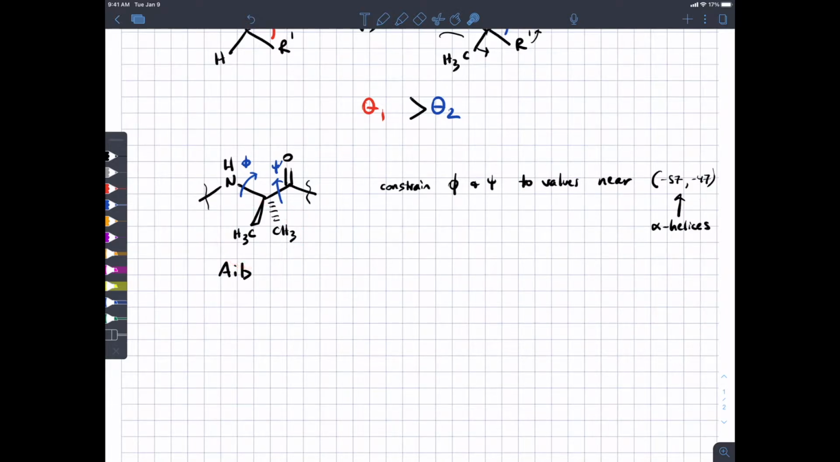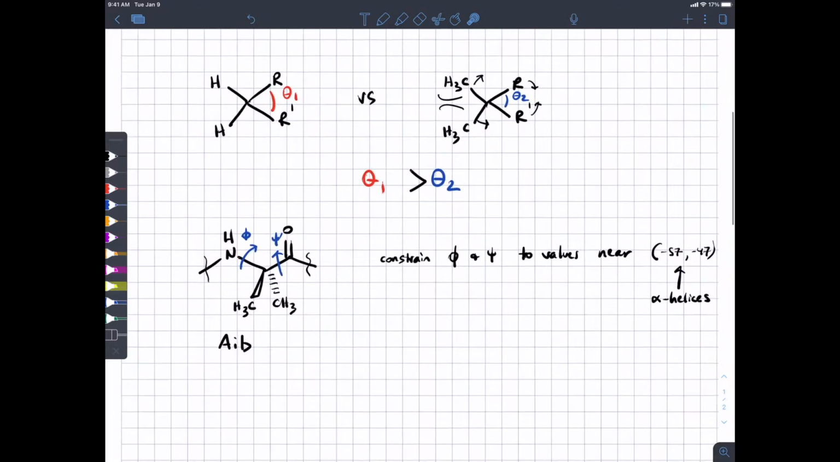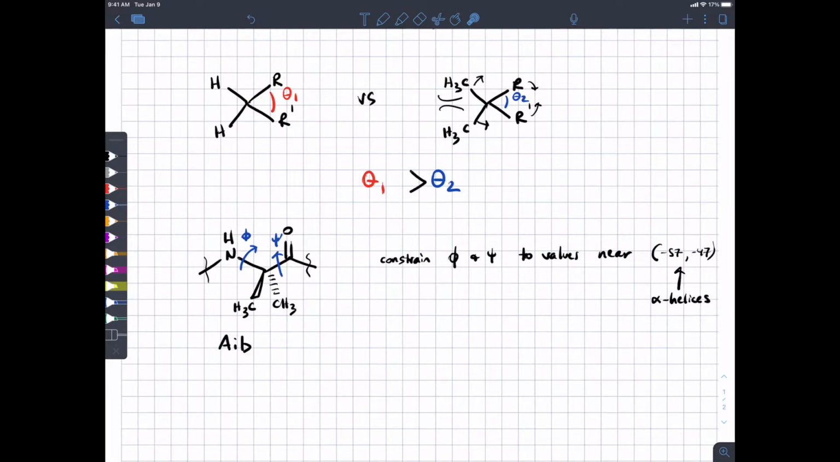But you can use this kind of thing to promote certain kinds of structure. And it's sort of an example of the kind of pre-organization thing I was talking about in the seminar yesterday. You do things to make conformations you don't want less favorable.